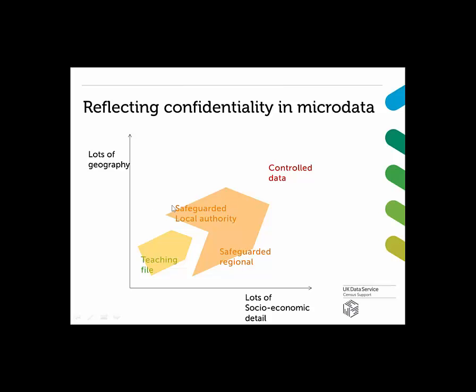A file that has grouped local authority or regional area but with a decent amount of socioeconomic detail is still available, but you have to go through licensing first. Controlled data or secure data has lots of geography, so you have true local authority, which is as much detail as you get on these pre-prepared data sets, and lots of socioeconomic detail, so things like individual country of birth, individual year of age, right up to top ages. But that is in a controlled setting, and you're not going to be able to download that. You have to be an approved researcher to use it.